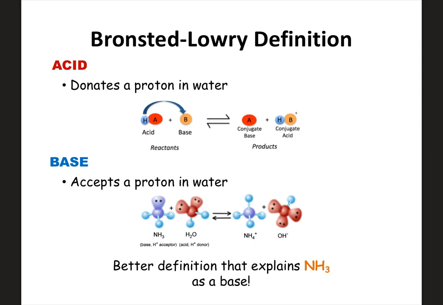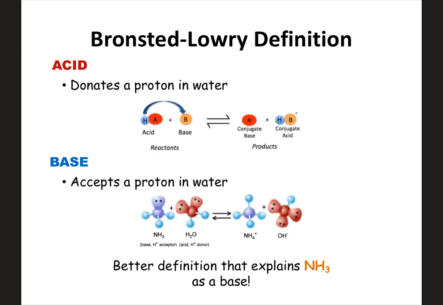NH3 is a base. It doesn't have OH minus to be able to say it's going to donate an OH minus. But what happens is it accepts a proton. It accepts an H plus and becomes NH4 plus, which then gives off the OH minus from the water. So you have to think about it in terms of the base accepting an H plus. That's the way you think about it in terms of Bronsted-Lowry.